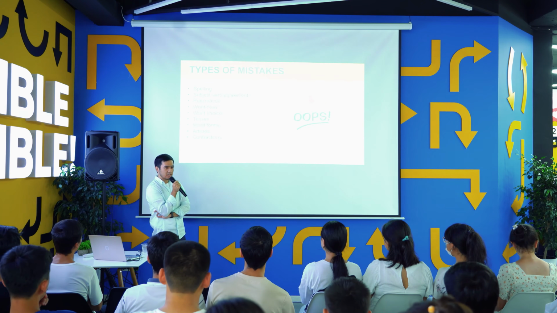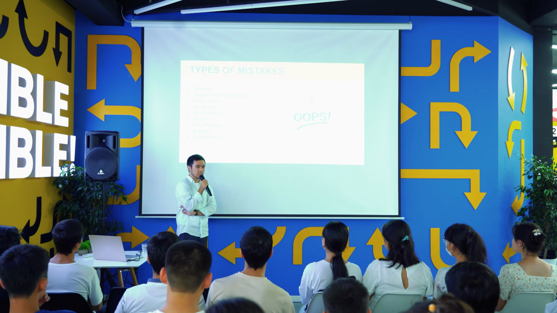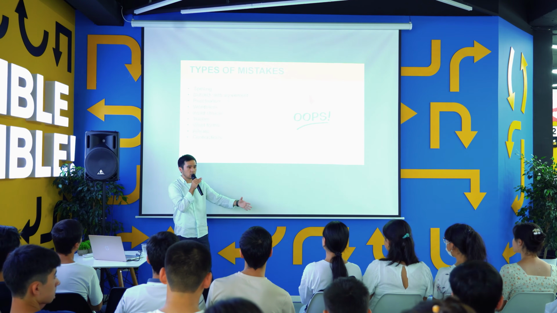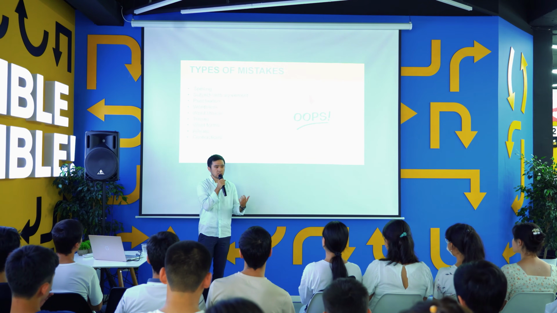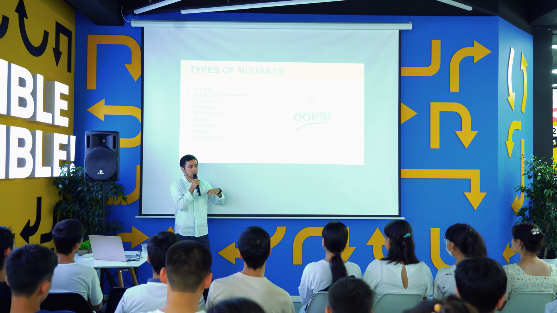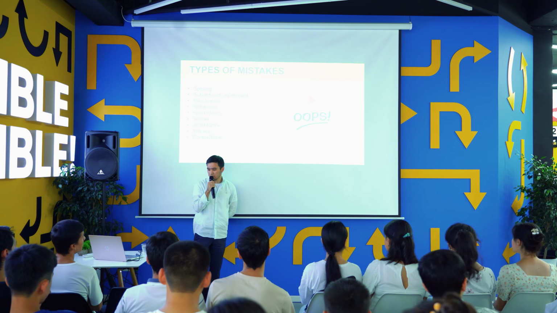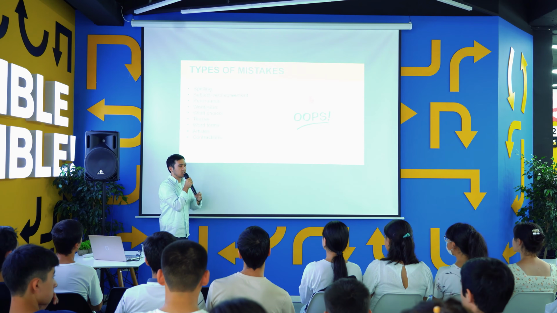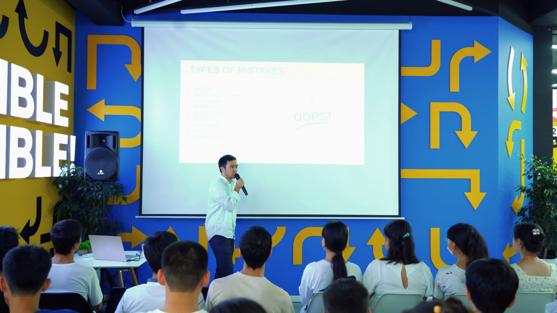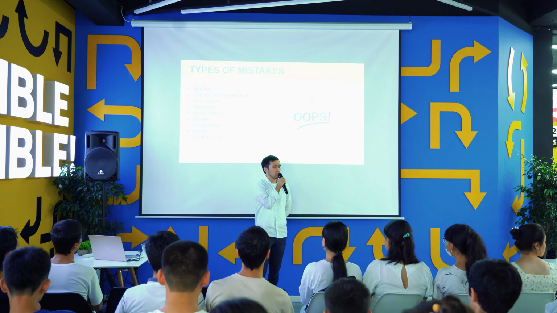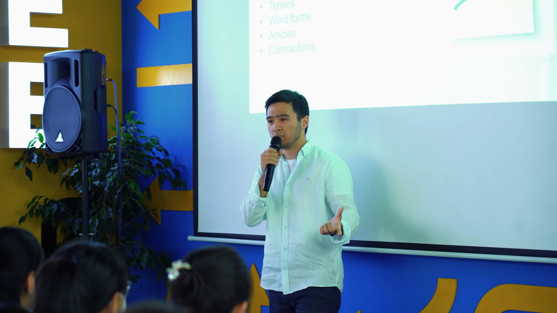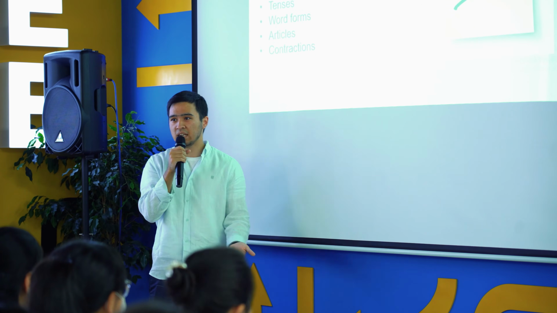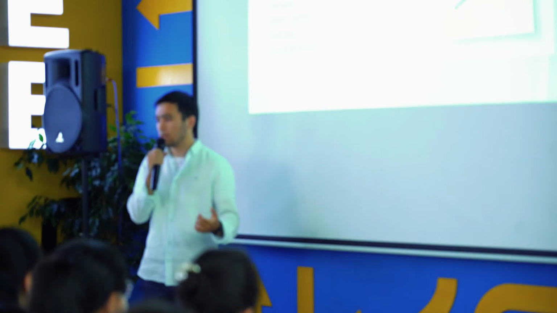With tenses, even IELTS students make mistakes with tenses, especially in task 1. When you have the graphs with future or present, these mistakes happen, especially in the maps. IELTS writing task 1 map. Tenses, then word forms, articles, and contractions. What is contractions? Anybody knows about contractions? No idea. Contraction is a short form. Don't, isn't, aren't, right? The writing is a formal task where you cannot use that, okay?